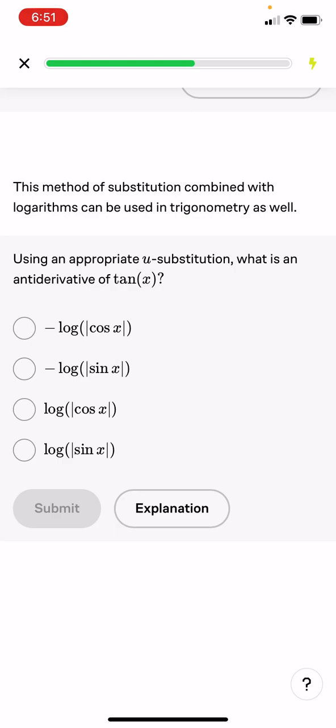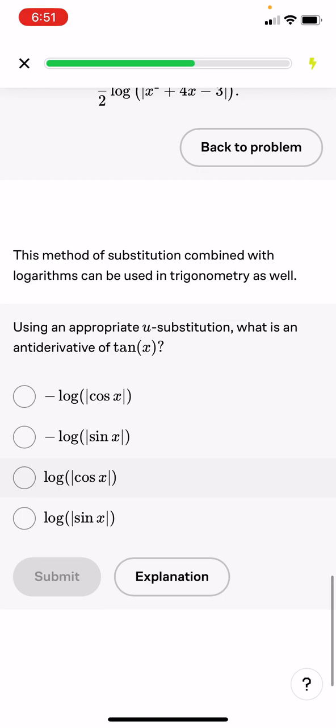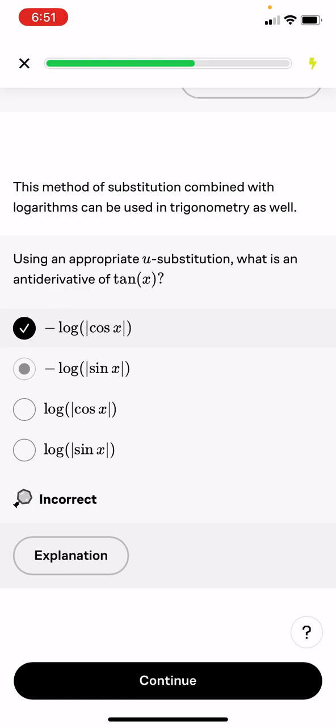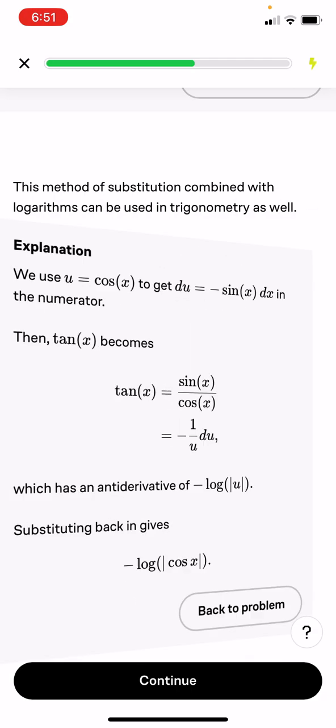Antiderivative. Well, it would be sine, I know. So it would have to be the cosine. I thought it would be sine. I was like, it's definitely B or D. I was off on that.